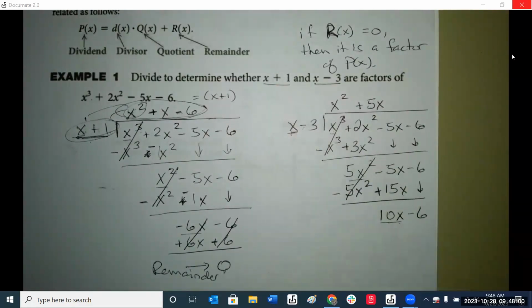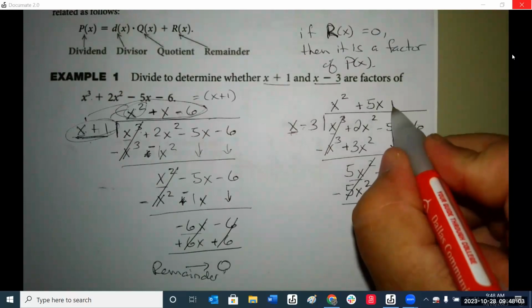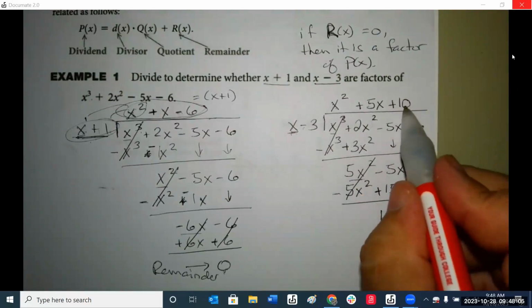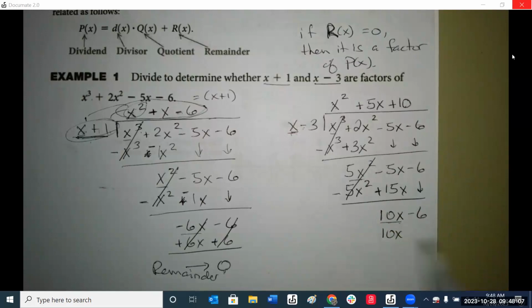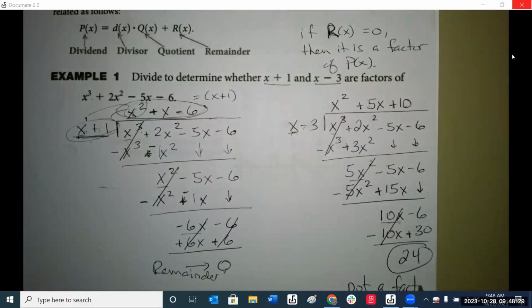What times x gives me 10x? A positive 10. 10 times x is 10x. Positive times negative is negative. 10 times 3 is 30. Change the sign. 30 minus 6 is 24. So x minus 3 is not a factor.